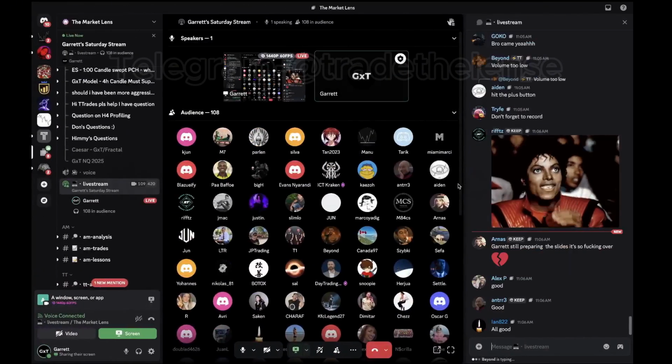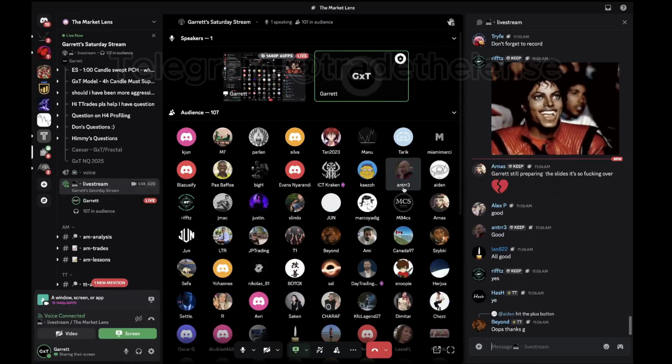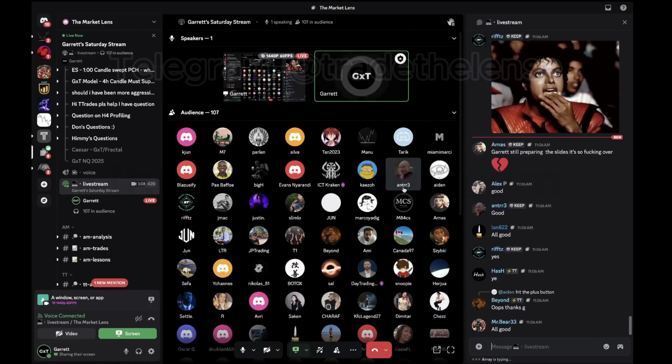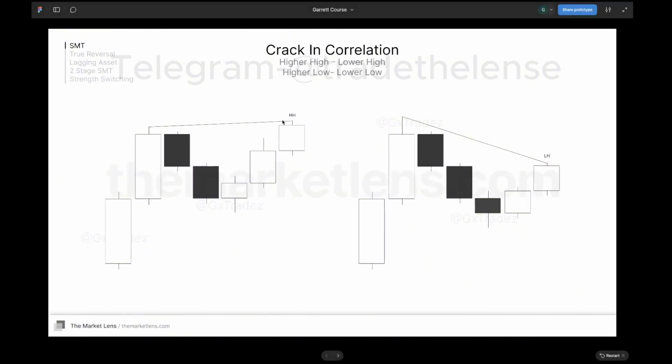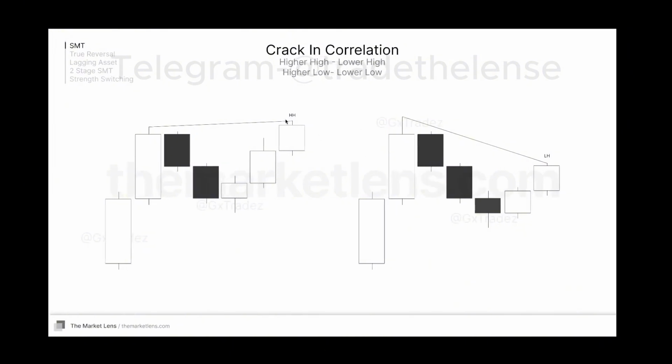All right. So what we're going to be going over is some SMT stuff. Now, this is not everything, but it's a big part of it. So let's just get into it, and then we'll get into some examples of this week's trades that I took using some of this stuff.